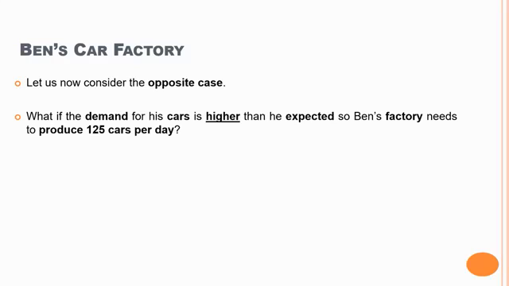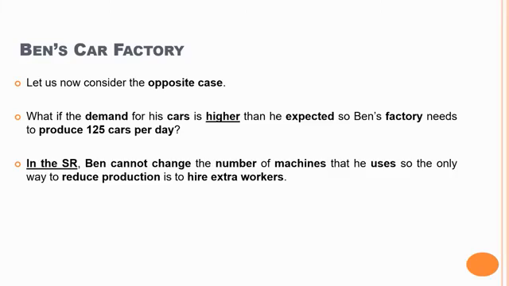What if he was too pessimistic? So he purchased 50 machines and he hired 100 workers because he thought that he would need to produce 100 cars per day. But what if he was too pessimistic and actually he needs to produce 125 cars per day? The same thing, in the short run, we cannot change the quantity of capital that we have. We only have 50 machines. So the only way to increase production is to hire more workers.